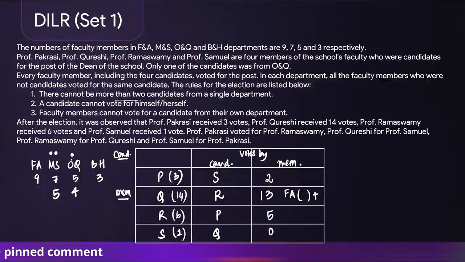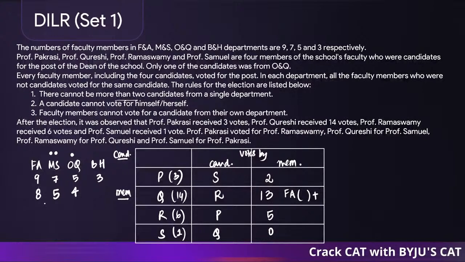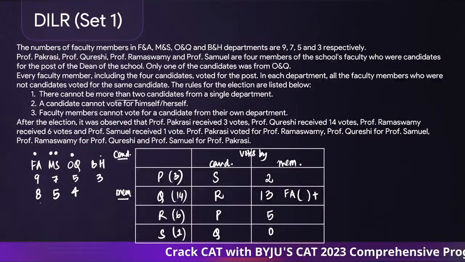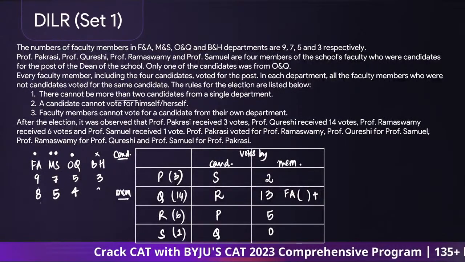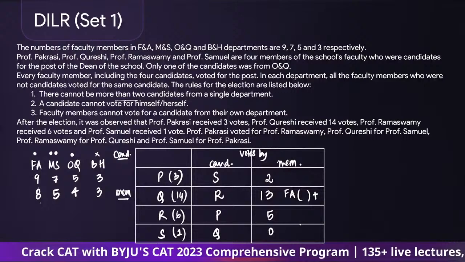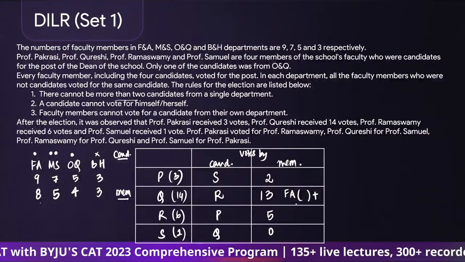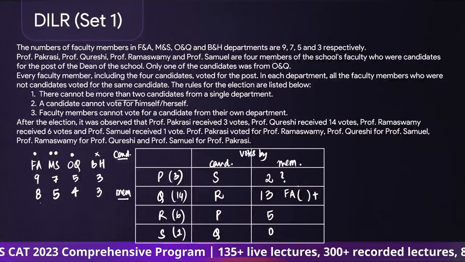So we have 3 such candidates. Now if I need a 13, 9 plus 5 will not give me a 13. 8 plus 5 can give me a 13. If this is 8, 8 plus 5 is 13. That means the 4th candidate is from FA. That means there is no candidate from BH. Now this 3 cannot go anywhere. And even if it goes, ये 2 कौन complete करेगा?